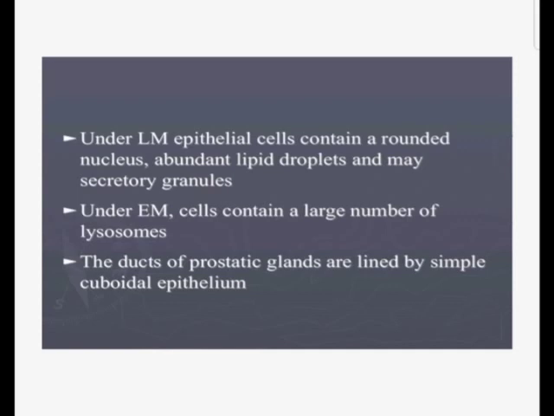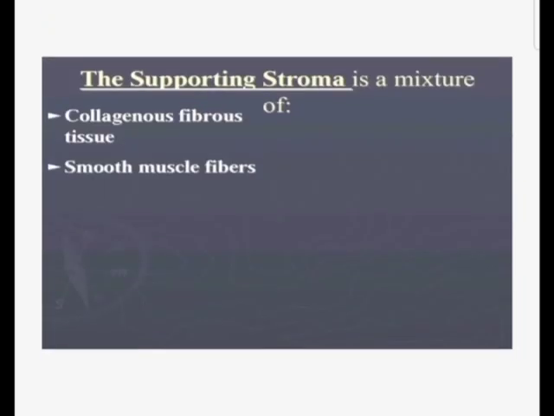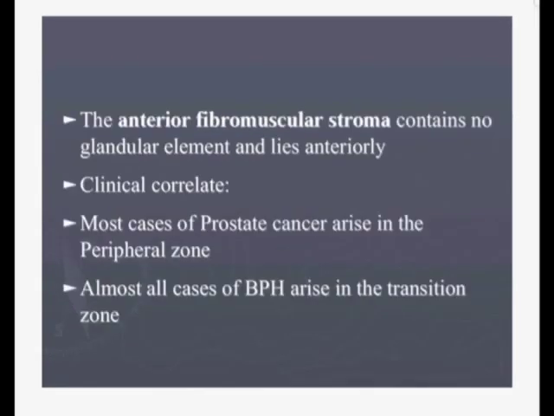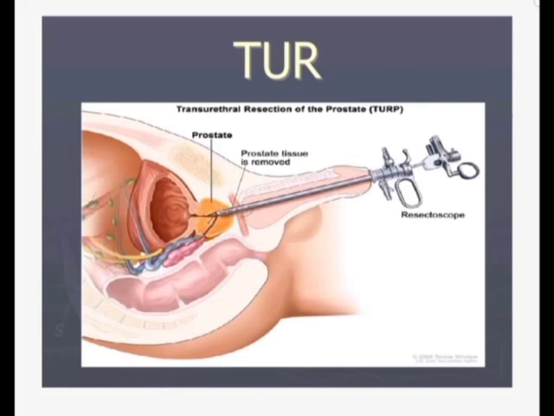The ducts of prostatic glands are lined by simple cuboidal epithelium. The supporting stroma is a mixture of collagenous fibers and smooth muscle fibers. The anterior fibromuscular stroma contains no glandular element and lies anteriorly. The clinical correlation is that most cases of prostatic cancer arise in the peripheral zone and almost all cases of BPH arise in the transitional zone. I have already told you.